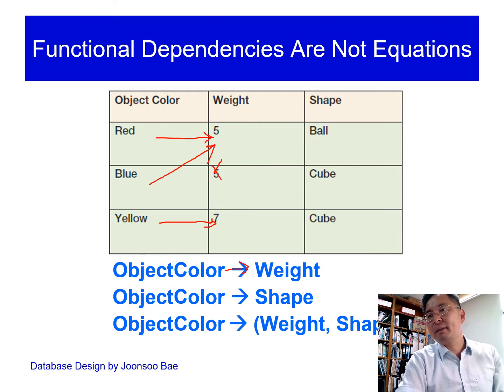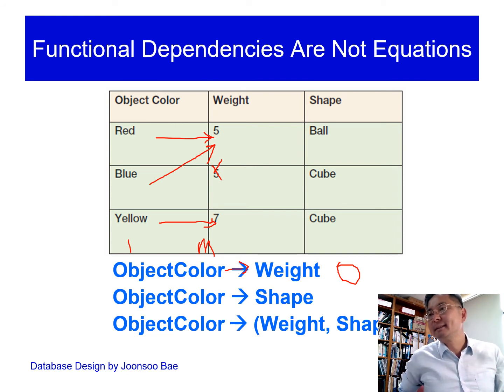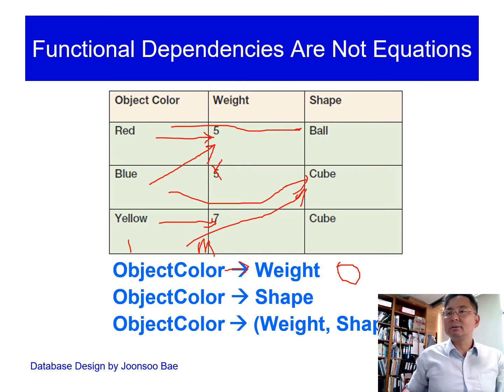So what is this mapping type? This is a one to many mapping type. Can you say that this mapping is a function or not? Of course, this is a function. Okay. How about object color will determine shape or not? The same way, object color will determine ball, cube. Yes, this one, and this one, and this one. It's also one to many mapping, so we can say that this is a function.